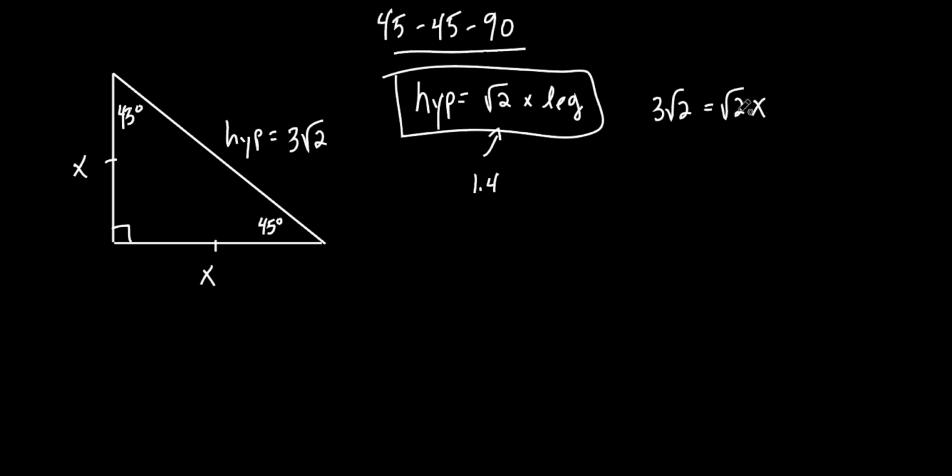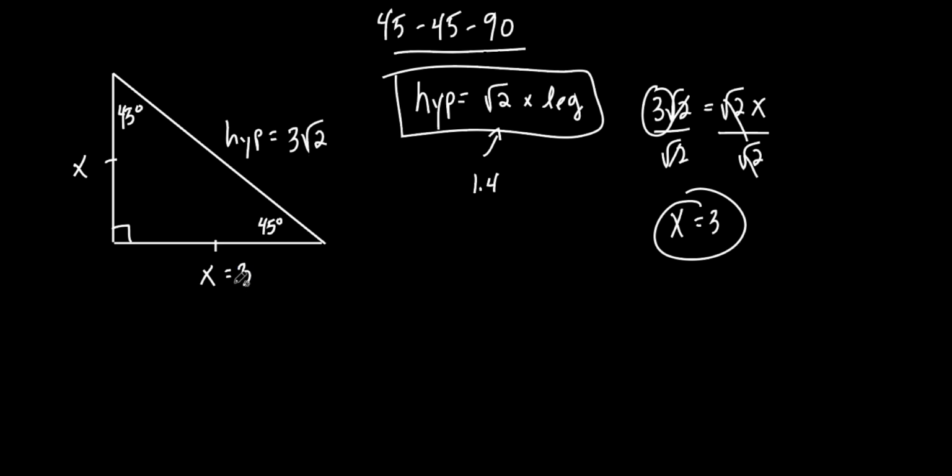How do I get rid of x? I got to get rid of that square root of 2. What's it doing? It's multiplying by that x. How do I get rid of it? I divide by the square root of 2. Come over here, divide by the square root of 2. Those cancel. I'm left with x. These cancel, and I'm left with a 3. All right, so x is equal to 3.